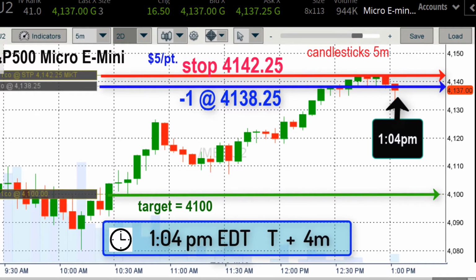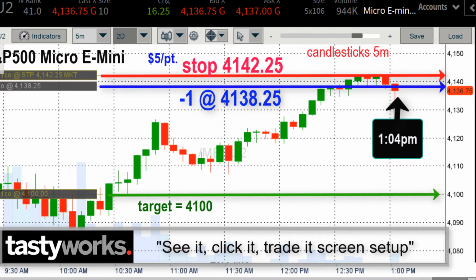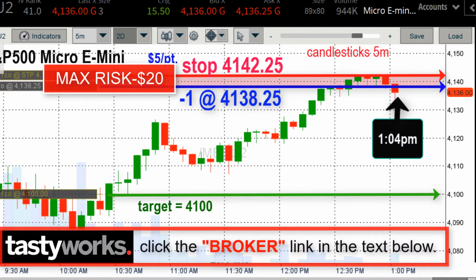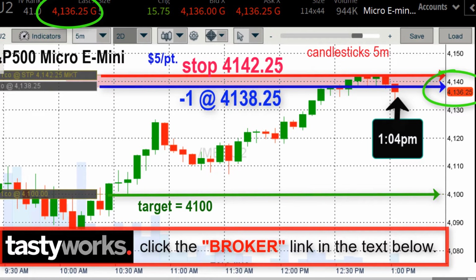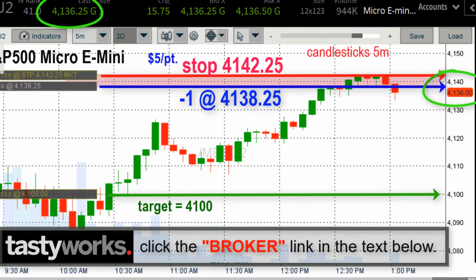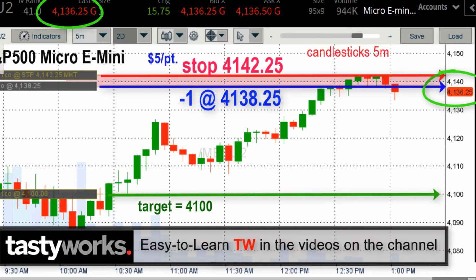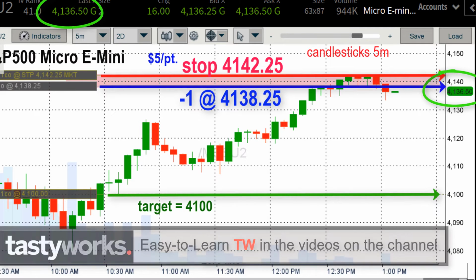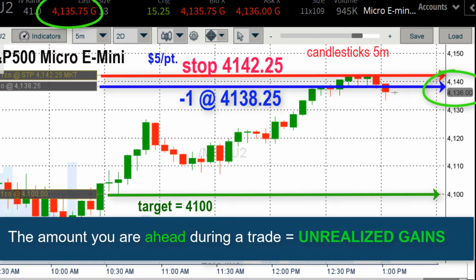Okay, now we're 4 minutes into the trade, full steam ahead here. You see the stop up there is 4 points, that 41.42 1/4, 4 points above the entry price where I shorted at 41.38 1/4. It's $5 a point, 4 points, so my maximum risk on this trade is $20. And you'll notice in the green circles, that's the current trading price. I'm 2 points ahead, I'm up $10. I had no drawdown on this trade whatsoever during the entire trade. It was profitable from the get-go.